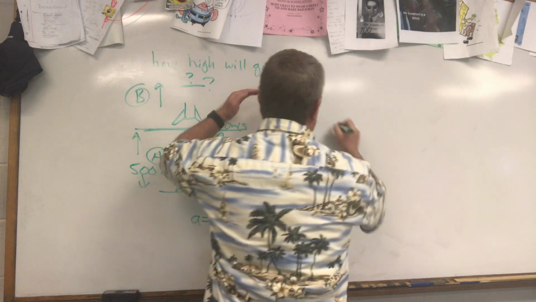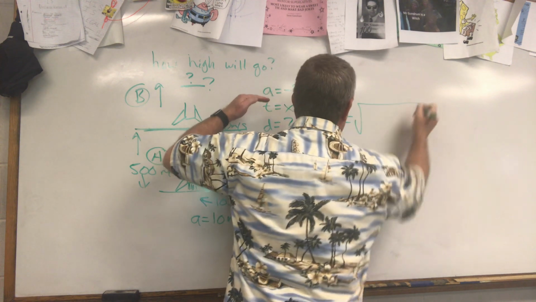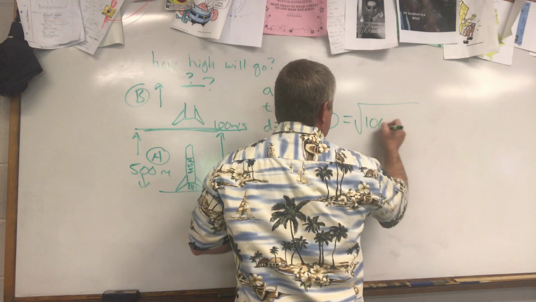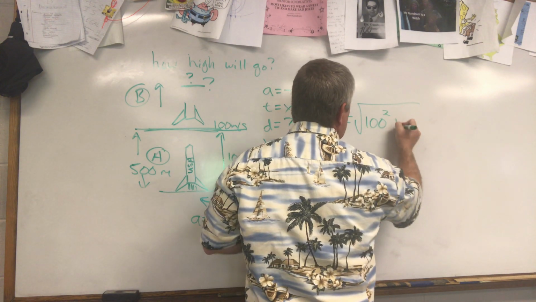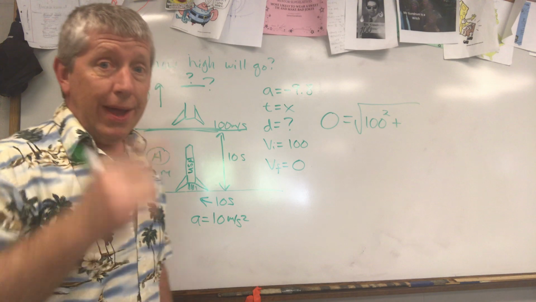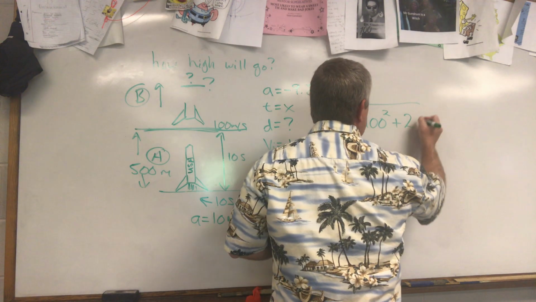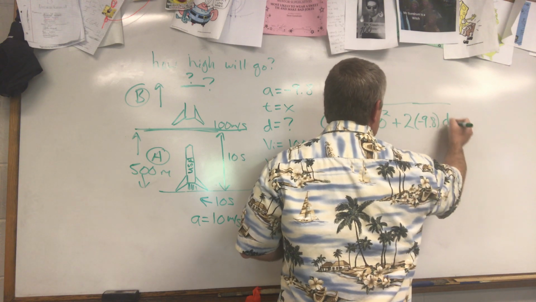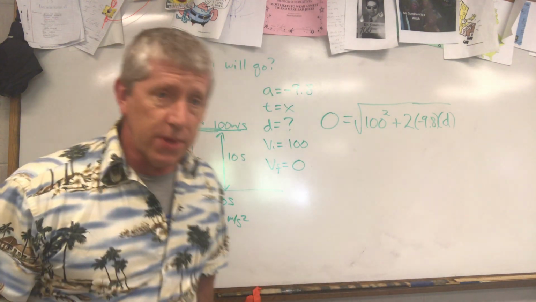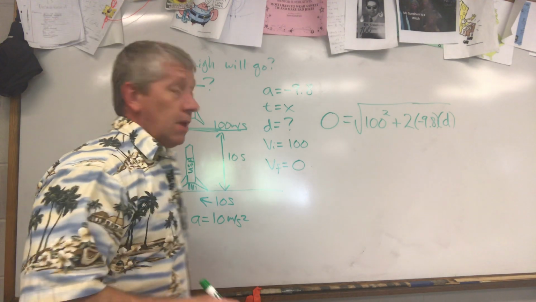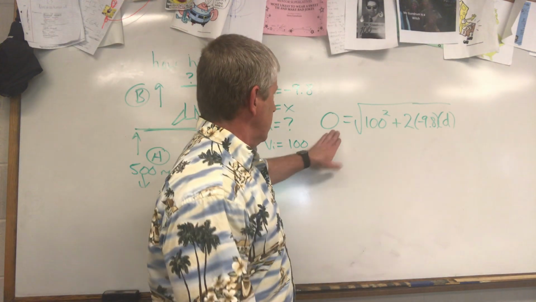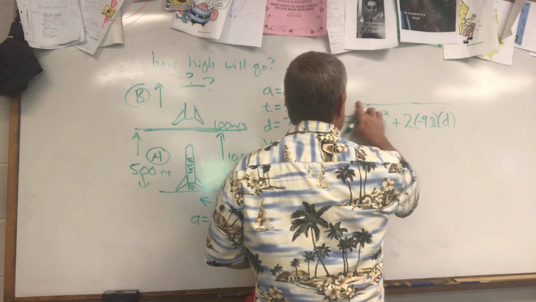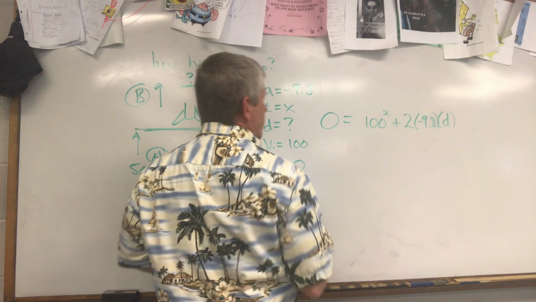Final velocity as we go up is 0. Square root, initial velocity starting from this point was 100. That's 100, and don't forget to square that. Plus 2a, 2 times a, which is negative 9.8, times d, which I'm trying to solve for. Can you see that? You can see that. Okay. Square both sides. Squaring 0 is 0. Squaring this radical gets rid of it. That goes away. That's still 0.